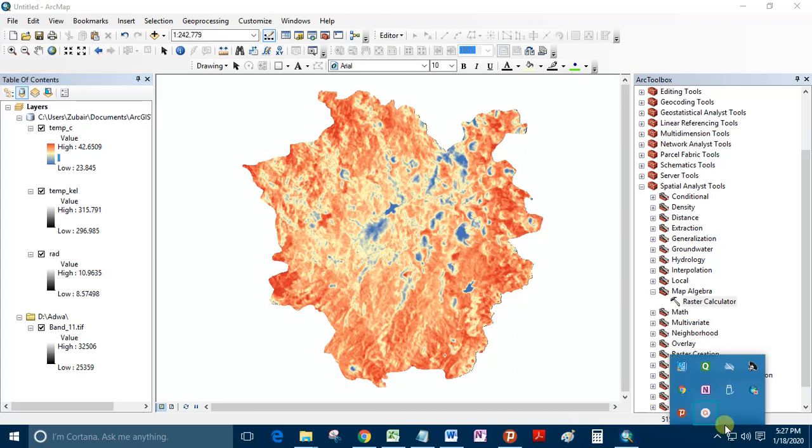Now you may observe the result. The top of atmosphere brightness temperature maximum is around 42 degrees Celsius and minimum is 23 degrees Celsius. Generally water bodies and vegetation areas have less temperature while rocky areas have high temperature.